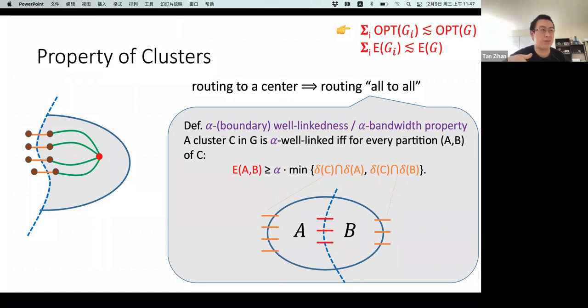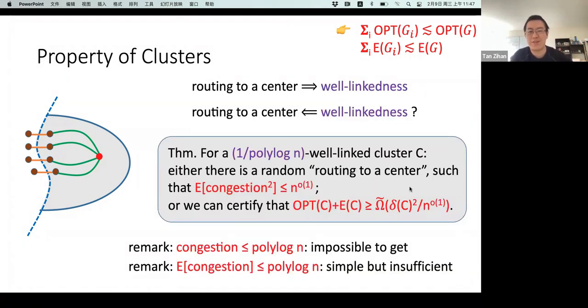So this is a cut property, but since we have low flow-cut gap, this cut property also guarantees the flow property. This is still high level, but what I mean is that we do have this well-linkedness characterizing routing out to all. But is the converse true? Does well-linkedness, does routing out to all, also give us routing to a center property? The answer is no, but in this work, we show it's almost.